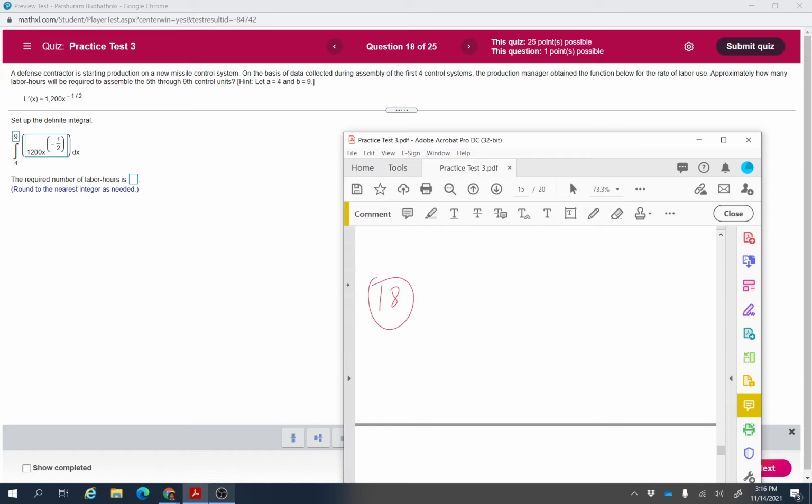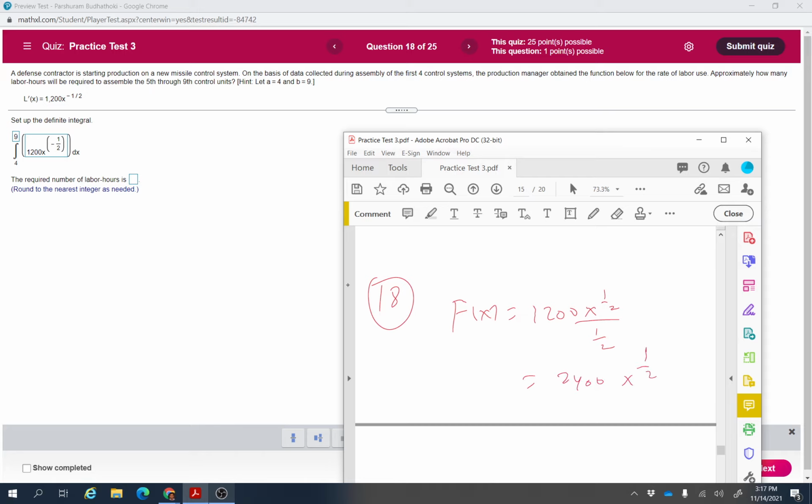The antiderivative of the function inside here, let's say F of x, is 1200, and then by using the power rule, that would be x to the power half over half, and if you flip it, that will be 2400 x to the power half.